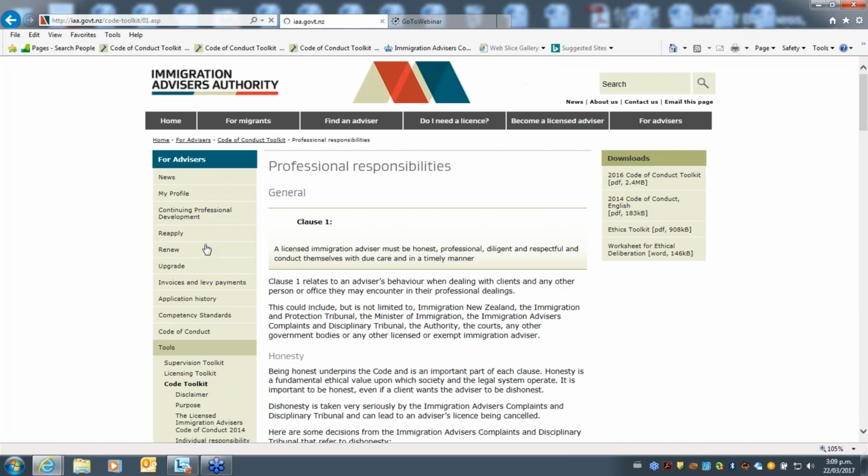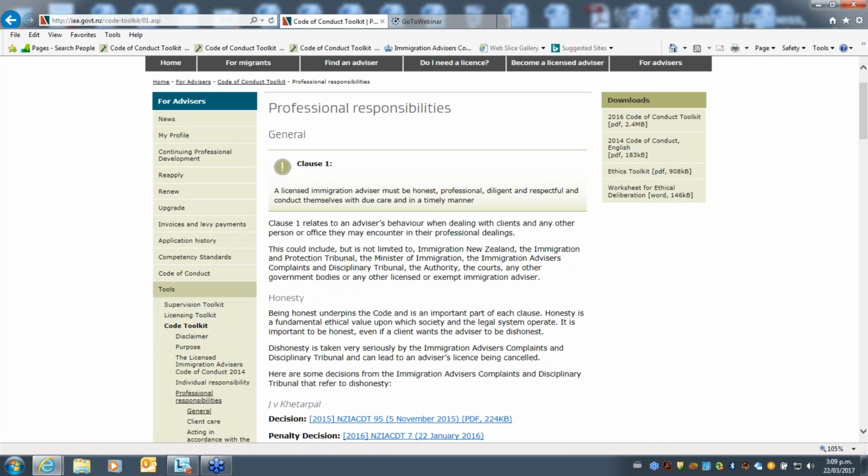So we'll start now with the section that is professional responsibilities and the very first clause in the code. So clause 1, a licensed immigration advisor must be honest, professional, diligent and respectful, and conduct themselves with due care and in a timely manner. So this is a very important clause, perhaps the most important clause in the code. It really talks about your overall conduct as a licensed advisor. And it is one that comes up frequently, I guess, in complaints.